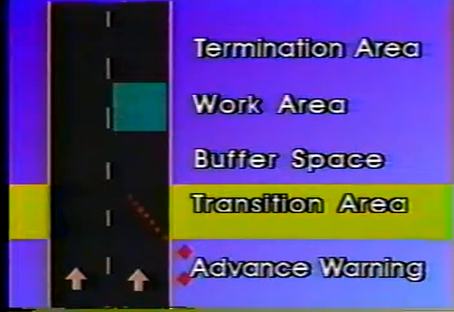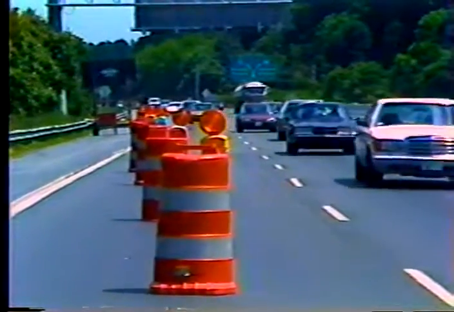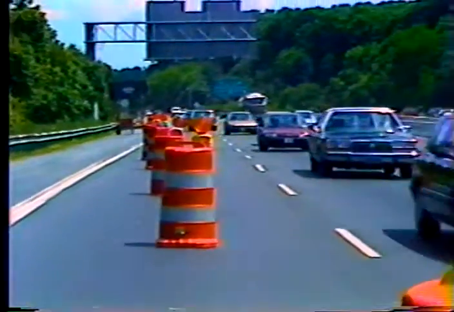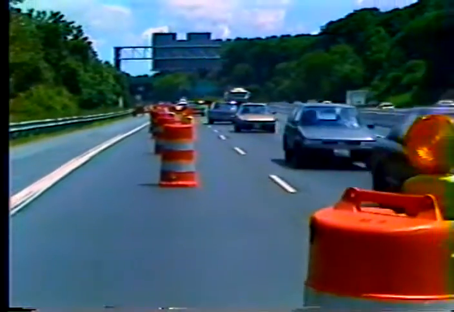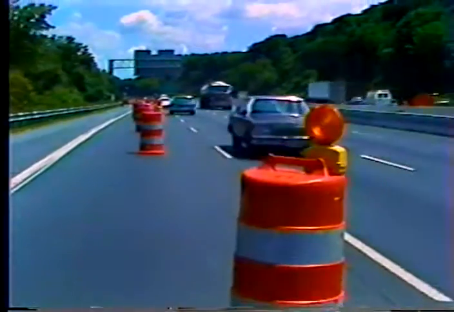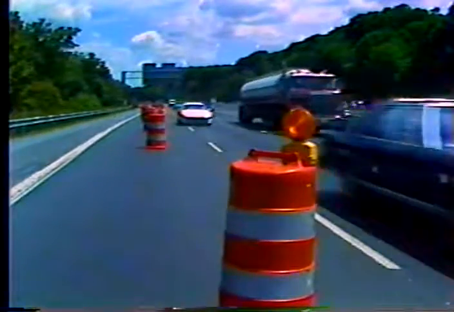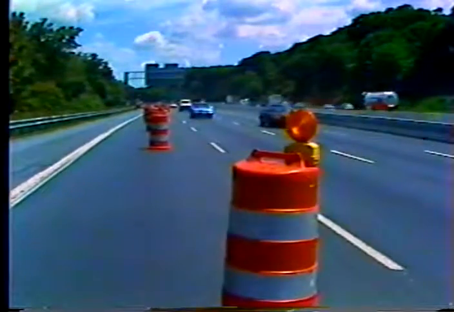The next area is called the transition area. In this segment, drivers move out of their normal travel path and into one that's required by the work zone. Because the transition area usually requires a merging movement that drivers may be unaccustomed to, it's the site of many work zone accidents. When the transition area involves closing one or more lanes, the contractor sets up a line of channelizing devices in a taper to force traffic over from the closed lane.